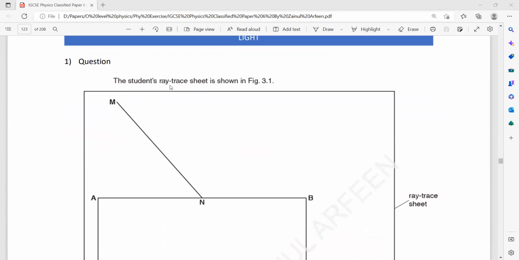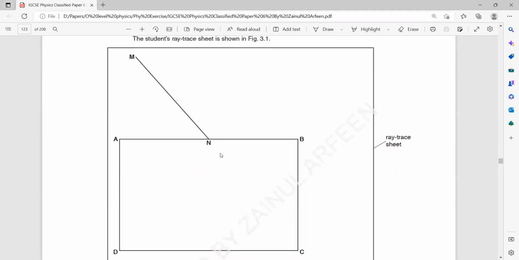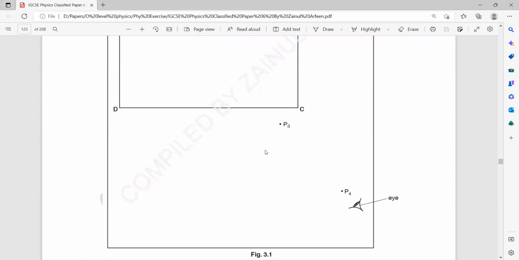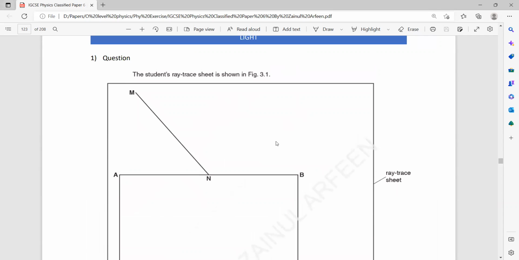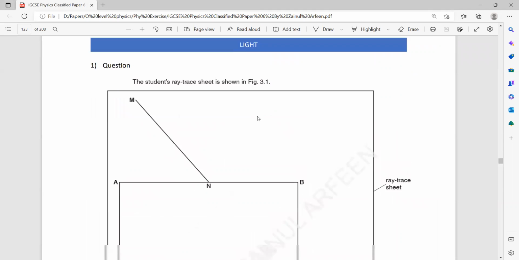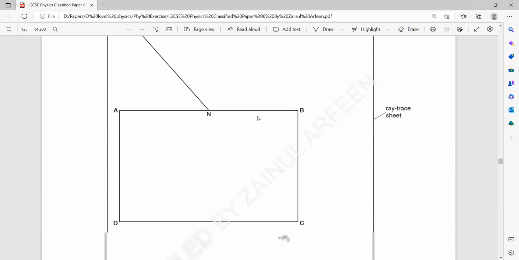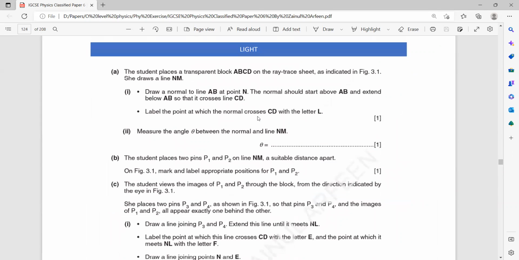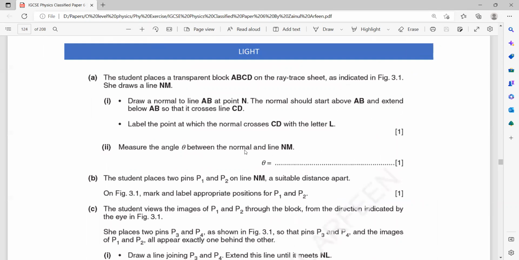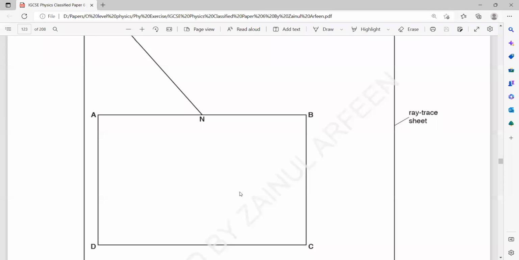A student ray trace sheet is shown, where the student just makes a path of a light. You just have to follow the instruction for such questions. The light question, you just have to follow the instruction. The first one: a student places a transparent block ABCD. As you can see, this is a transparent block.